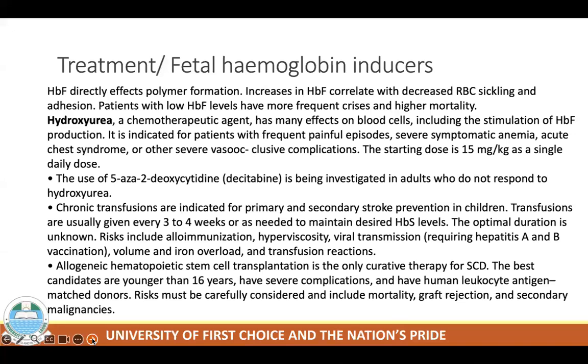Chronic transfusions are indicated for primary and secondary stroke prevention in children. That's transfusions, and they're usually given every 3 to 4 weeks or as needed to maintain desired fetal hemoglobin levels. Sorry, that's not HBS. That should be HBF. Okay. Optimal duration is unknown, but risks can include alloimmunization, hyperviscosity, viral transmission.